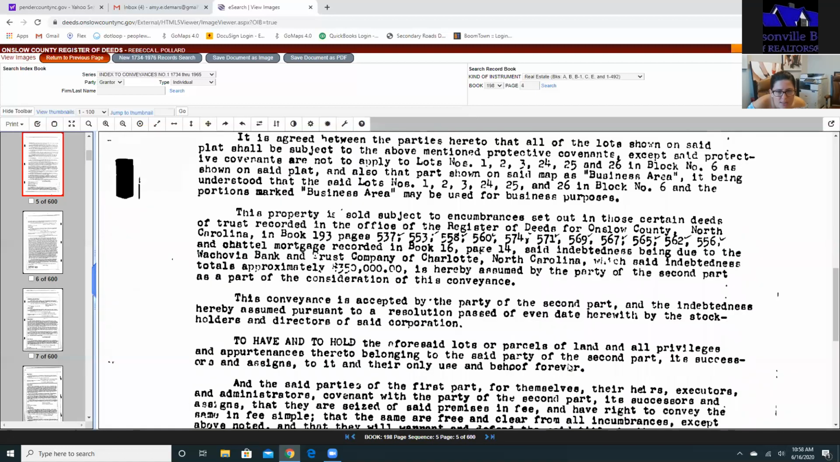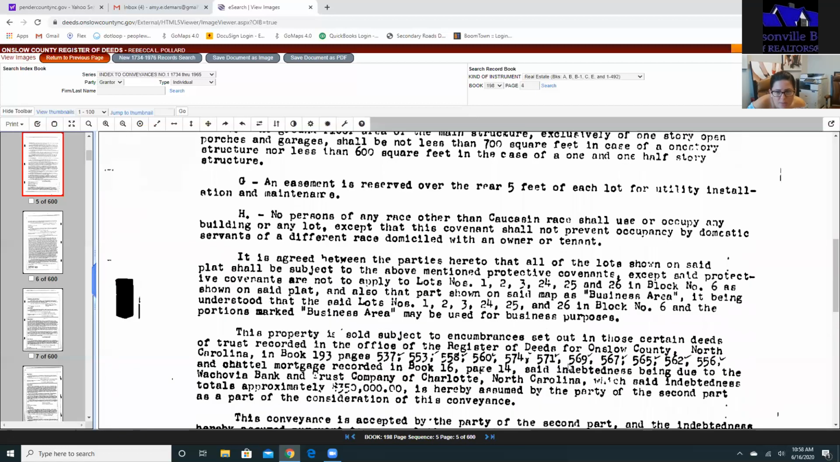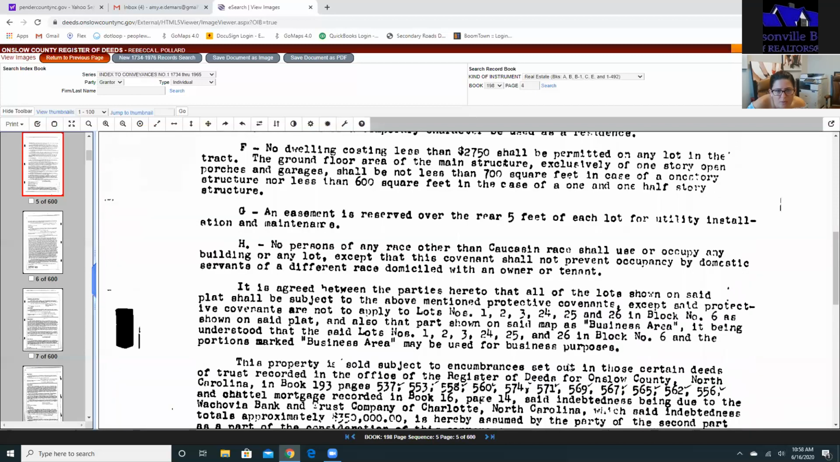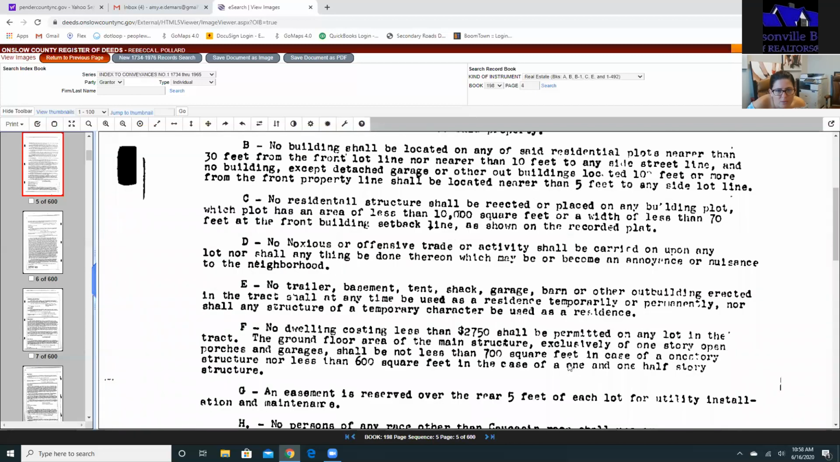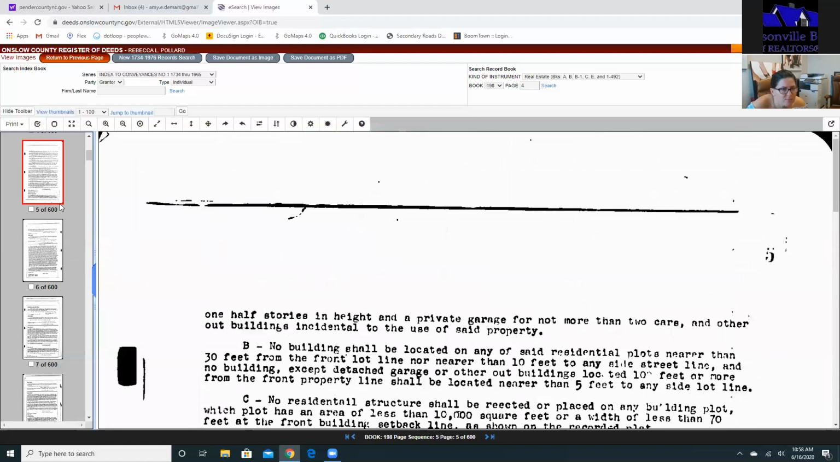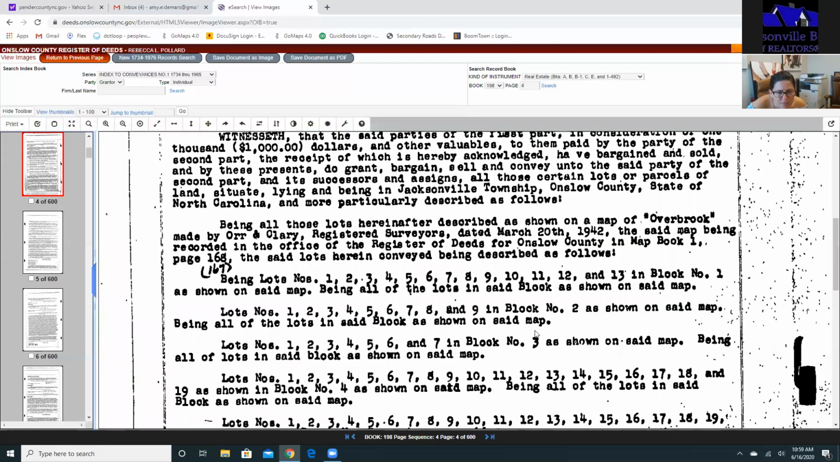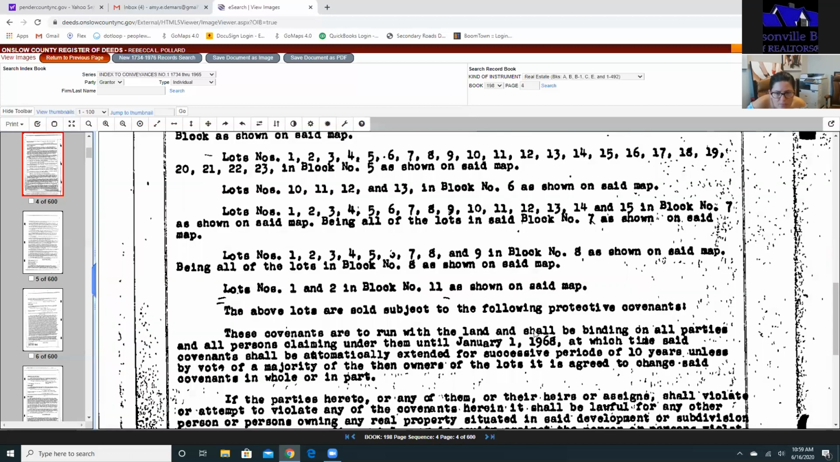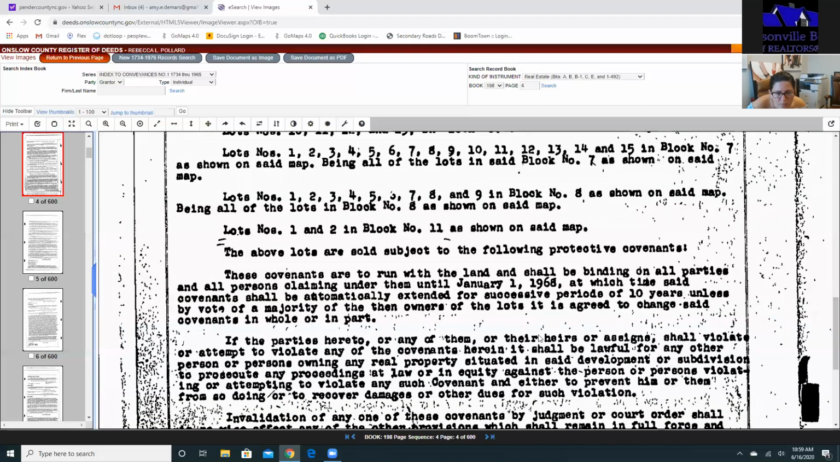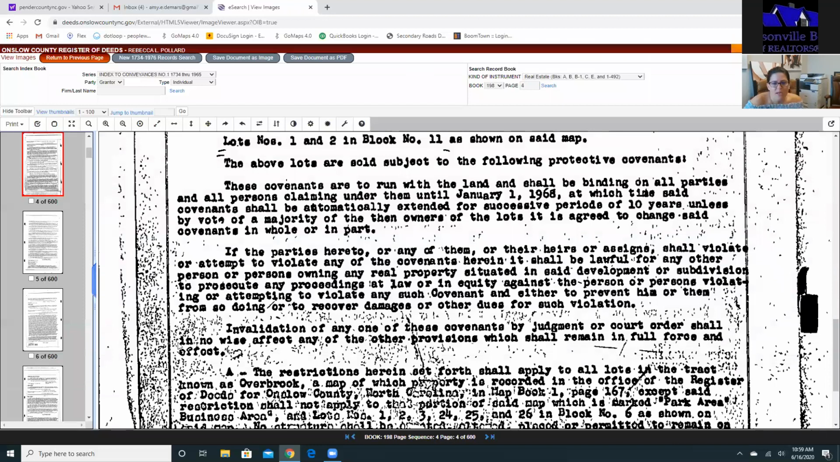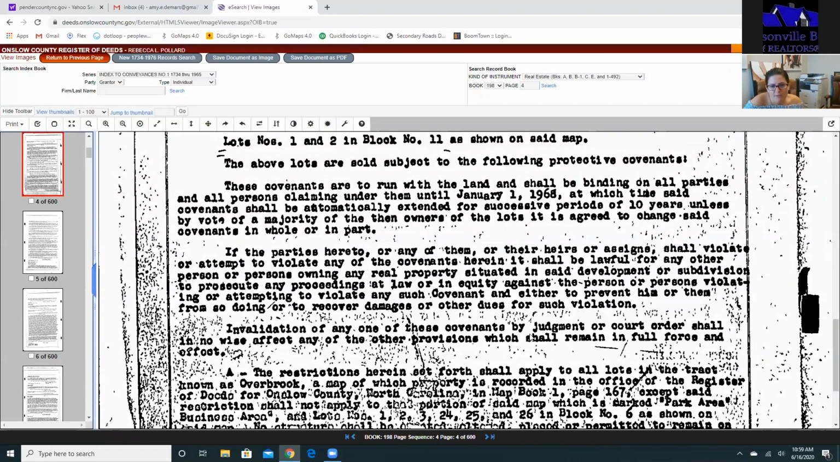Because there is a section. Sorry, usually I know where this is. But there is a line within here that says, okay, so invalidation of any one of these covenants by judgment or court order shall in no wise affect the other provisions which shall remain in full force and effect.